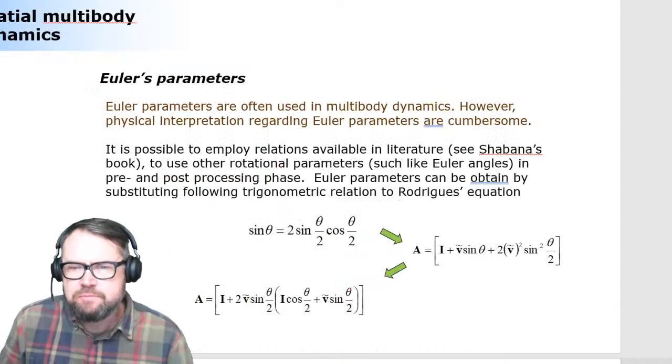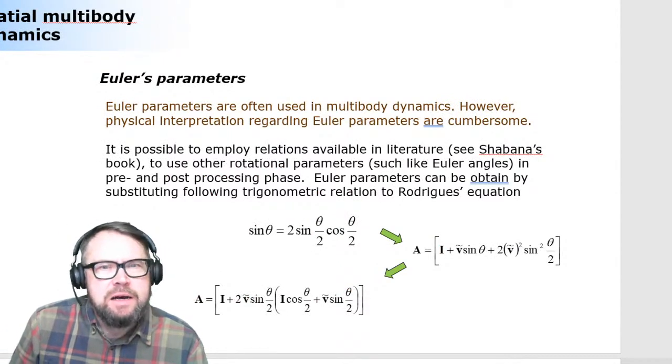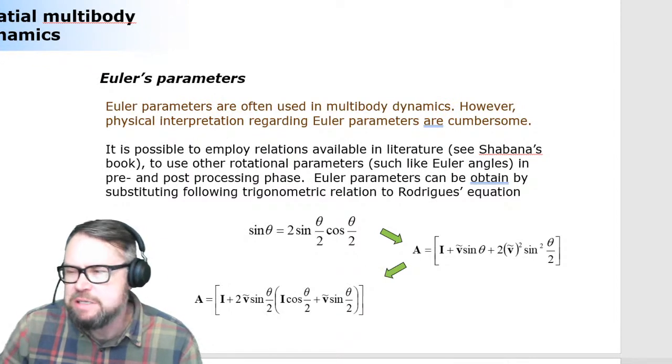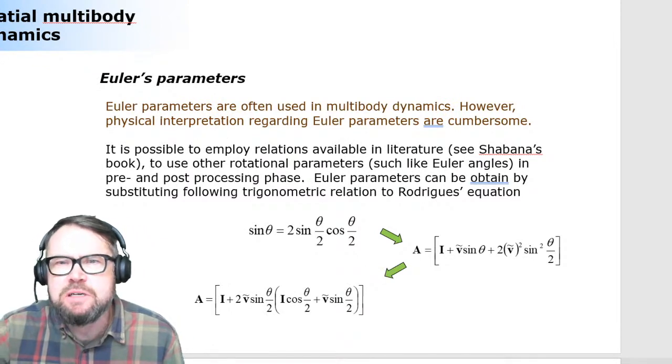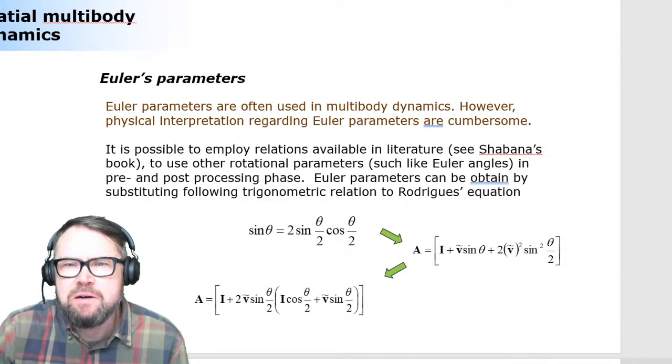Okay, Euler parameters will be next. Let me see if there are any comments. I need to scroll down to see what the latest comments are. Okay, so you are looking at the student ID number. So it's 7 digits. 7 digits. Okay.